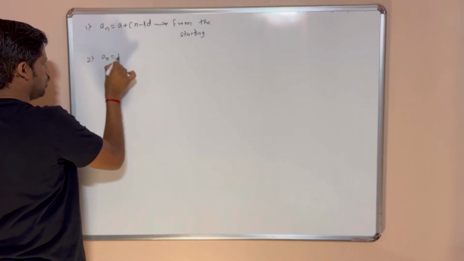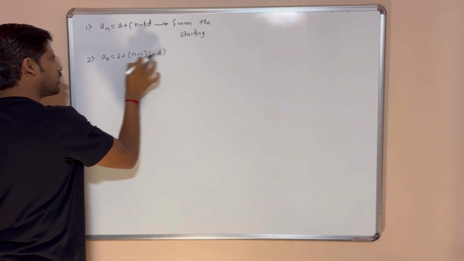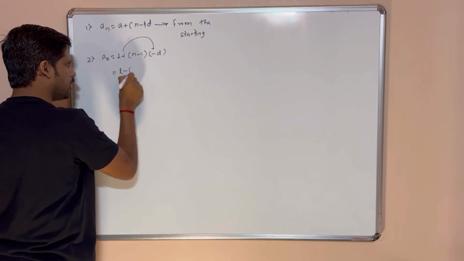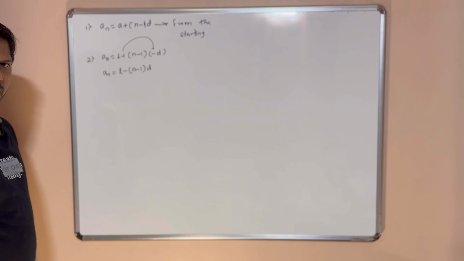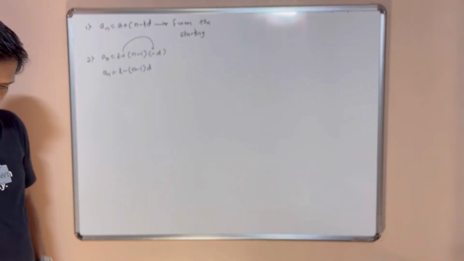AN is equal to L plus N minus 1 into minus D. After simplifying this one, this can also be written as L minus N minus 1 into D. This is our second formula. Based on these two formulas, now we will solve some of the problems, right?